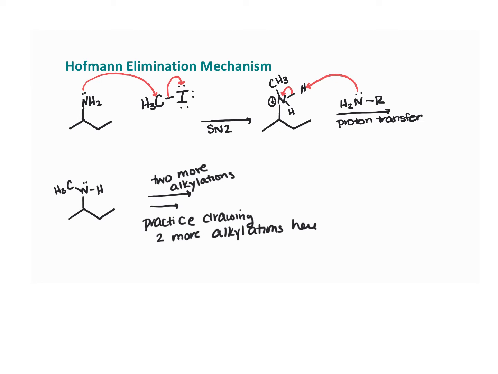So after 2 more alkylations, that's just SN2, proton transfer, SN2, proton transfer. The product that you would get is your quaternary ammonium salt, with a positive charge there, okay?